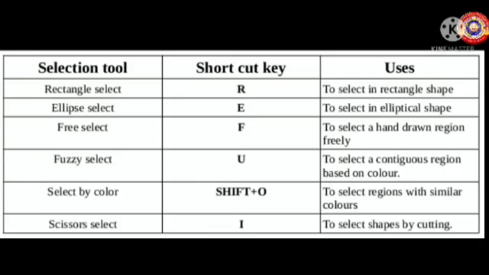Then select by color tool. Shortcut key Shift plus O. You have to press the Shift key while pressing the O. It is used to select regions with similar colors. Then scissors select I. It is used to select shapes by cutting.